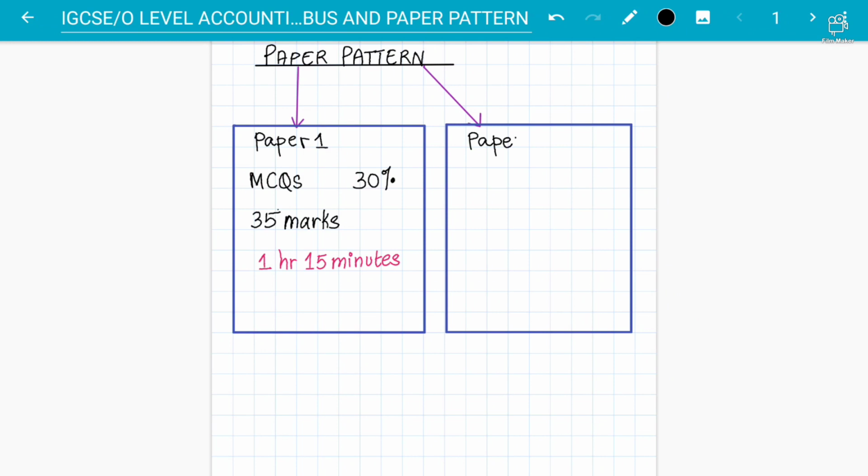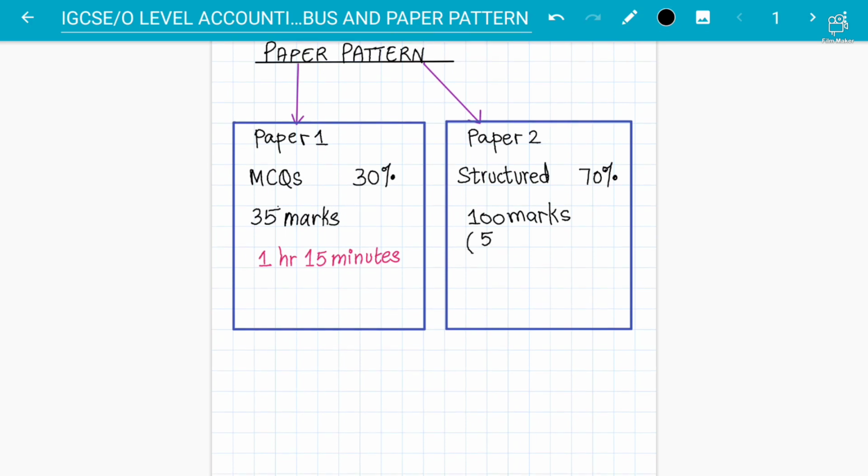Next we talk about paper 2. Paper 2 is 70% weightage, and it is a more structured paper. It is the structured written paper, a 100 marks paper, with 70% weightage. There are 5 questions, each of 20 marks. Okay students, so that's the split. In the MCQs 1 question is 1 mark, therefore it will be 35 MCQs.